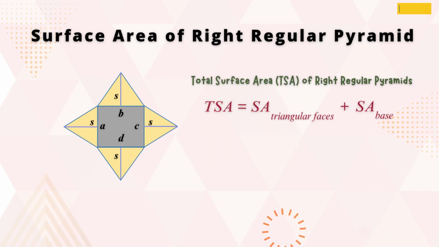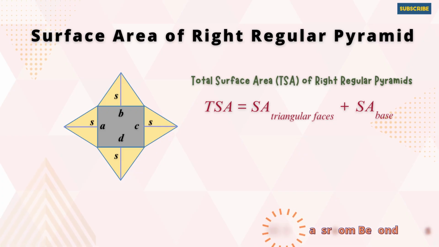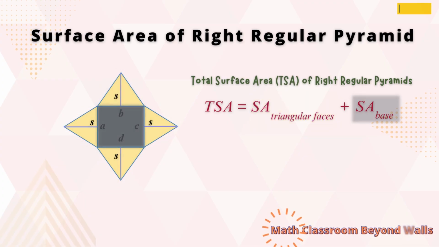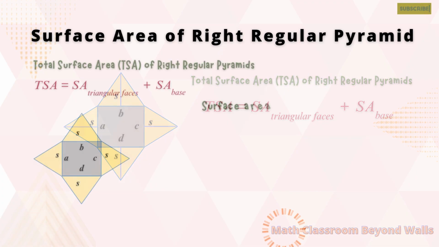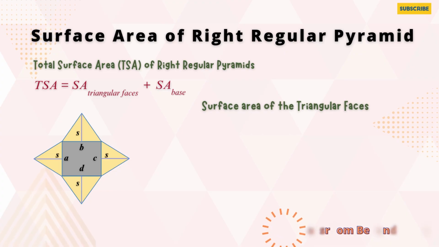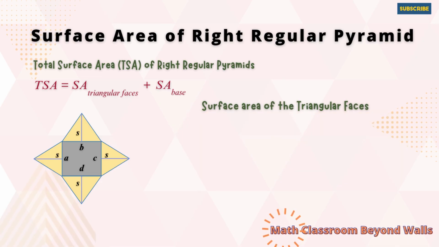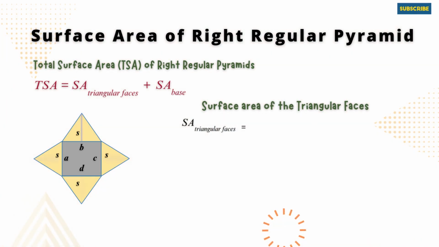Look at the formula again for the total surface area, learners. We have two components here, the surface area of the triangular faces and the surface area of the base. Let us start working with the first component, the surface area of the four triangular faces. Remember that the area of a triangle is 1/2 the base times the height of the triangle. Putting all the four triangles into our formula, we get this for the surface area of the four triangular faces.